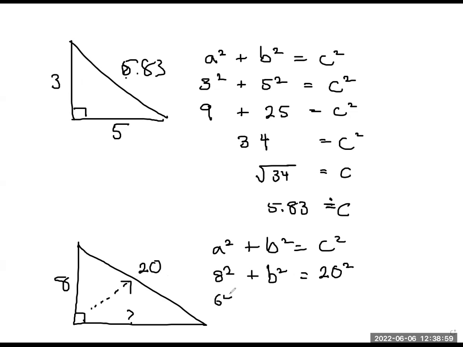So doing the math, 64 plus an unknown number squared equals 400. How do I get b squared all alone? There you go. 400 minus 64, we get 336. That means b is the square root of 336. We have 18.33. That length is 18.33.